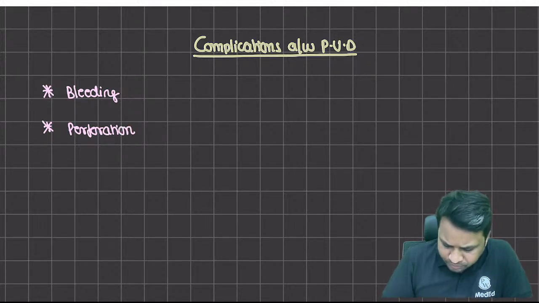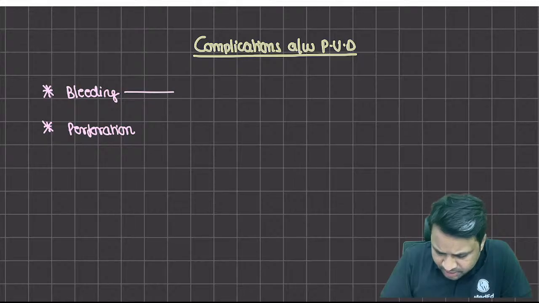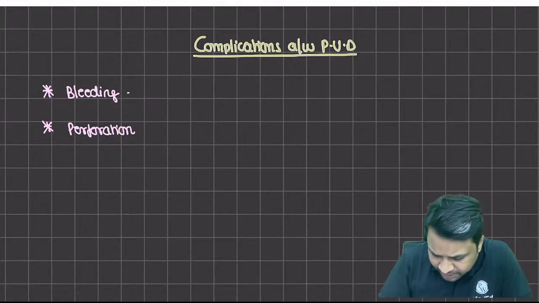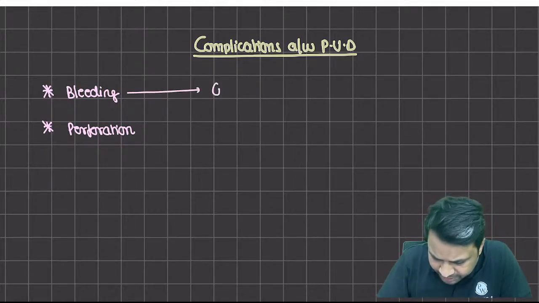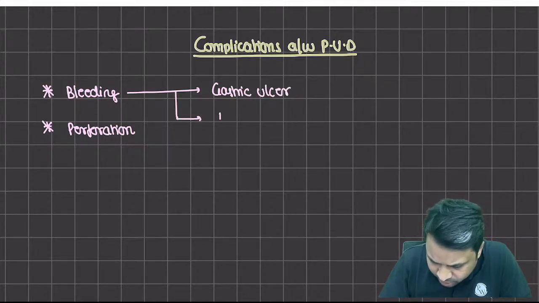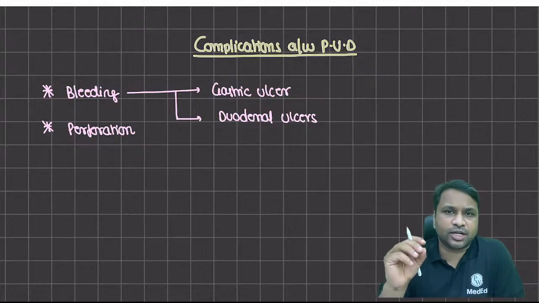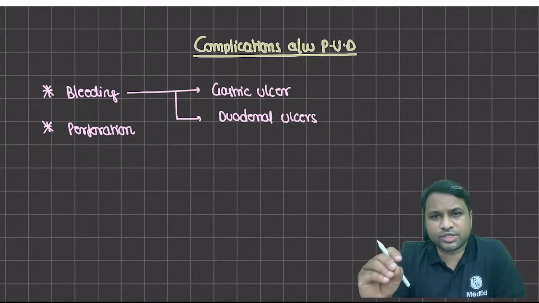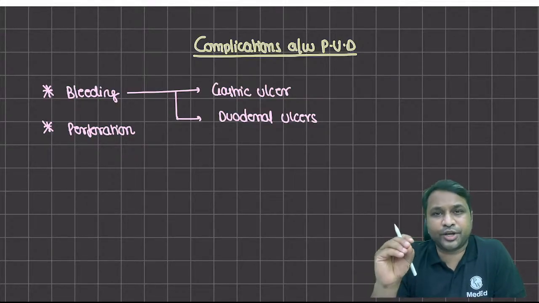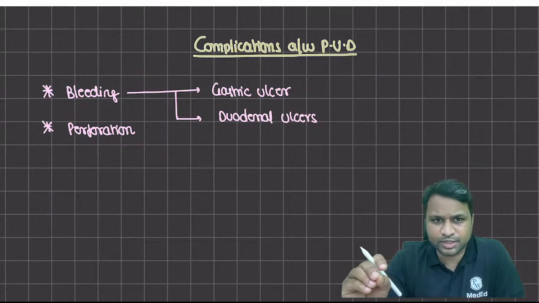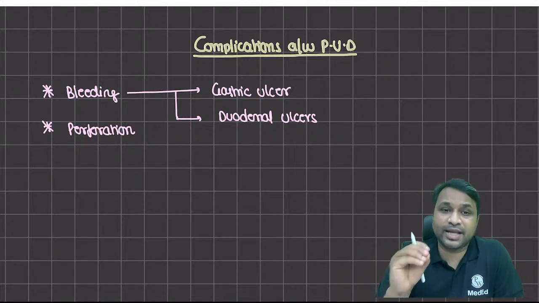Now, whenever bleeding from peptic ulcer disease occurs, it can take place in both gastric ulcers as well as duodenal ulcers. When the bleeding occurs in a gastric ulcer, it is because of erosion into the mucosal surface. It can erode the splenic artery, it can erode the pancreas. Anything is possible.